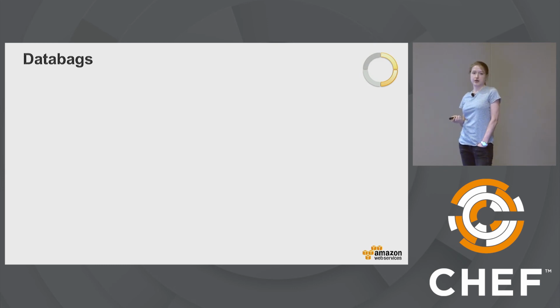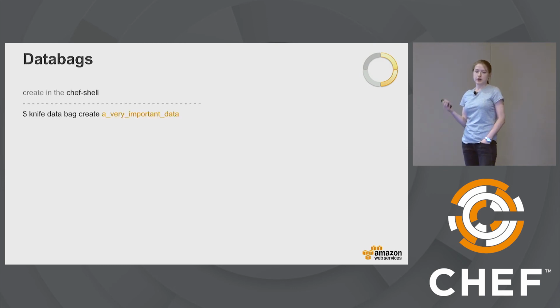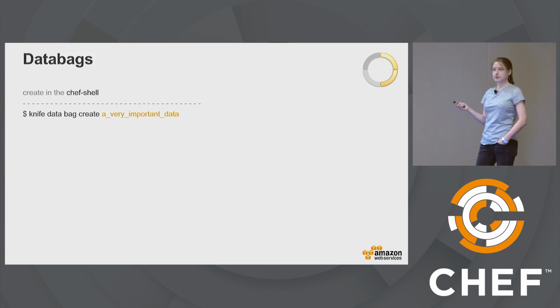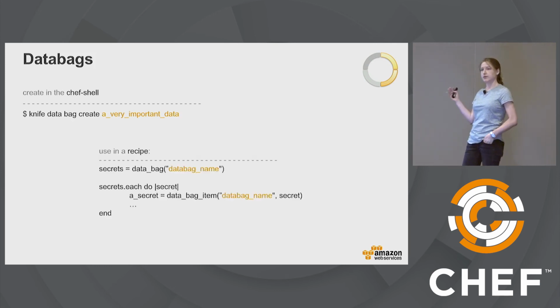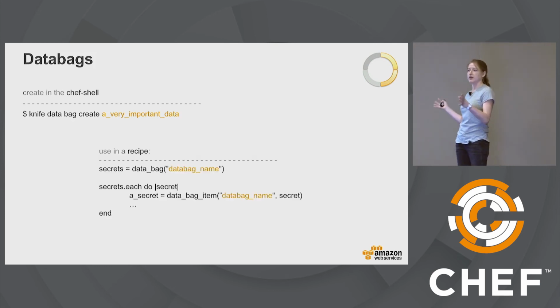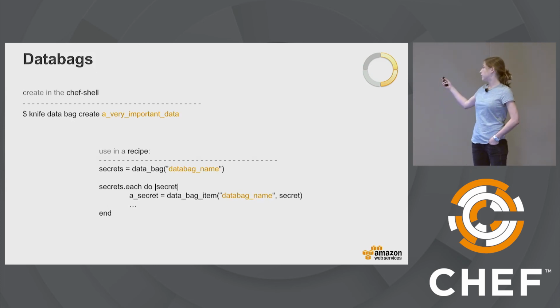Another good thing is data bags. You can create them in the Chef shell. You can share them, so data bags are to share global data between all your nodes, right? And you can iterate over them in your recipes as well.